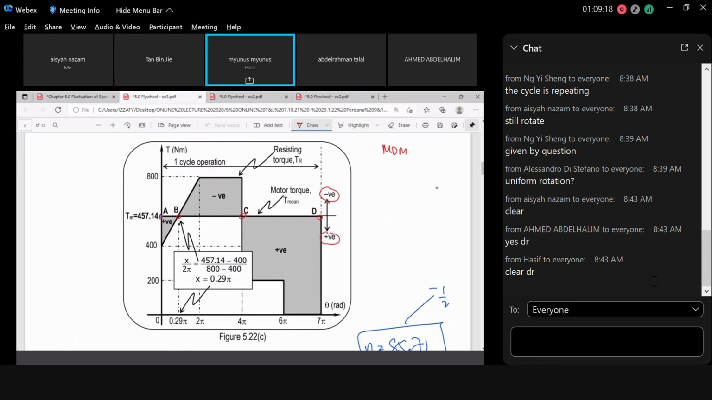So you put this one: positive, negative, positive. Calculate this one. But you know that you have a line crossing the horizontal line here, so you need to find B. I use this one; we call it a similar triangle.